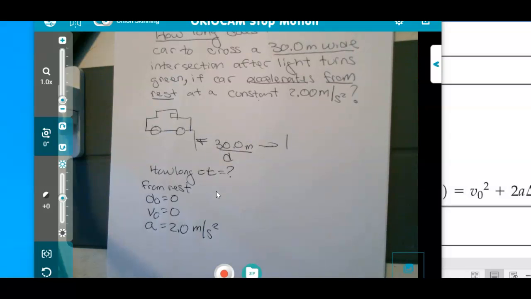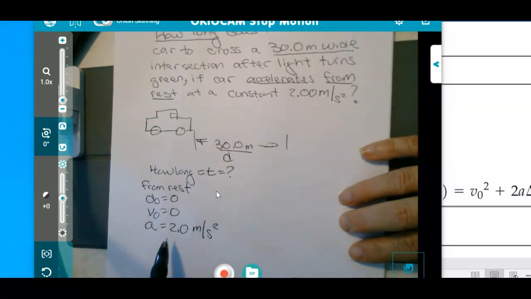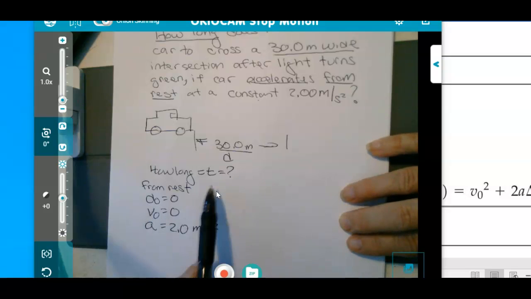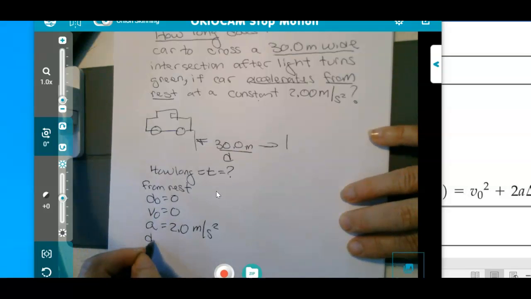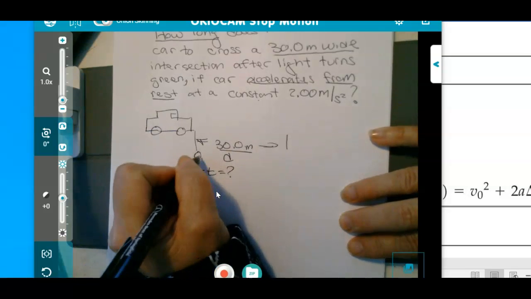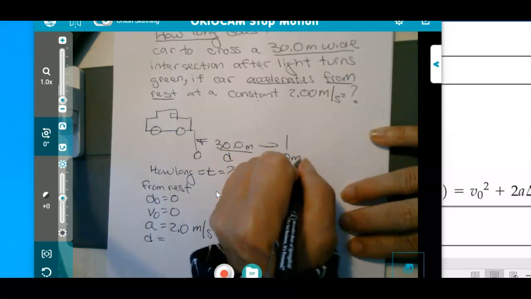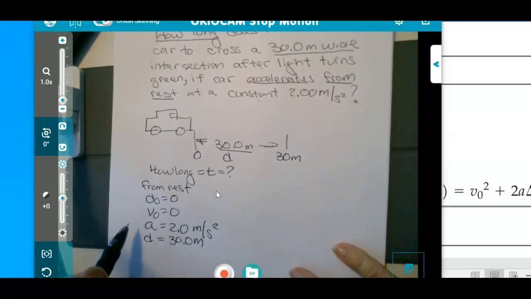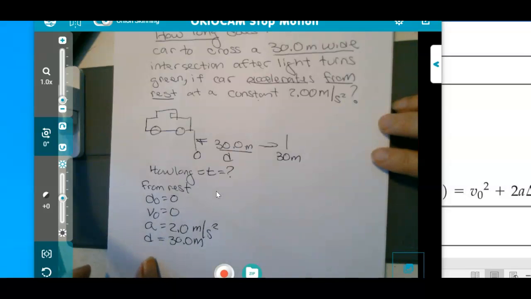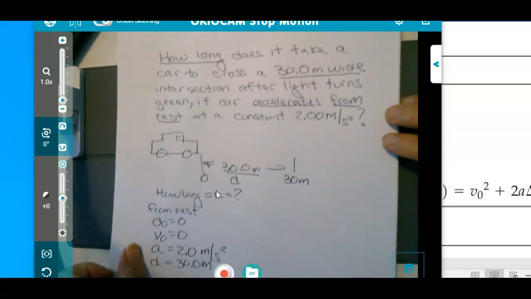So we drew our diagram, we listed all our knowns, and so what we want to know is the time, and what we have is a total d, because if we start from 0 here, then this is 30 meters. So d final is 30 meters. So we have to look for an equation that uses t, a, and d in it from our equations.